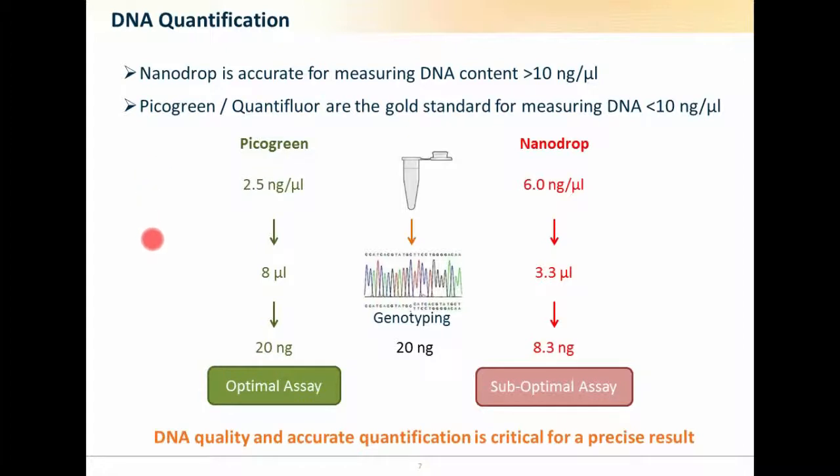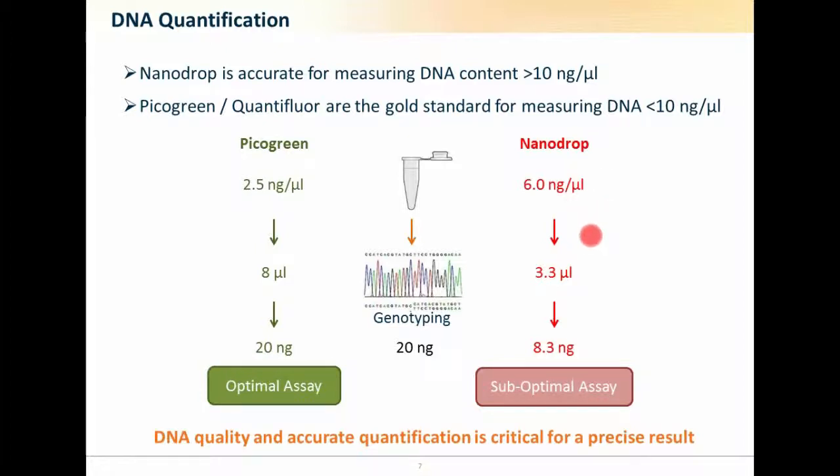And what we wanted to basically show was, if you had a genotyping assay that required 20 nanograms to run, and a starting concentration of 2.5 nanograms per microliter, you'd have to add 8 microliters to get the required amount of DNA to put into your assay. However, and this is what we did, when we quantified using NanoDrop, it's actually quantified at 6 nanograms per microliter.